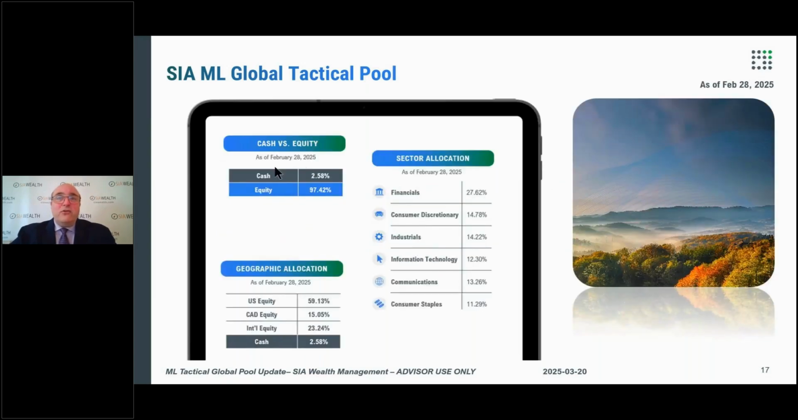Looking at cash versus equity at February 28th, we were 97.5% equity. Geographic allocation was about 60% US, about 15% Canadian, about 23% international. In terms of sector allocation at the end of February, we were 27% financials, followed by about 14 to 15% consumer discretionary and industrials, information technology at 12, communications about 13, and consumer staples about 11.